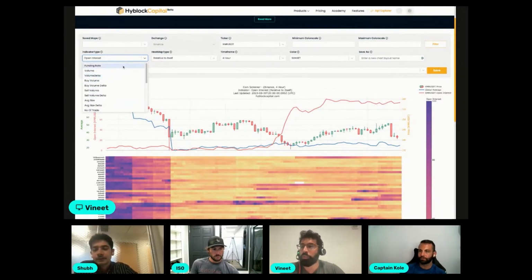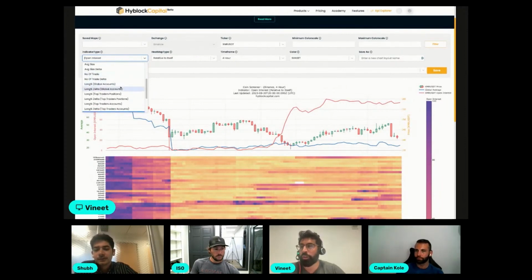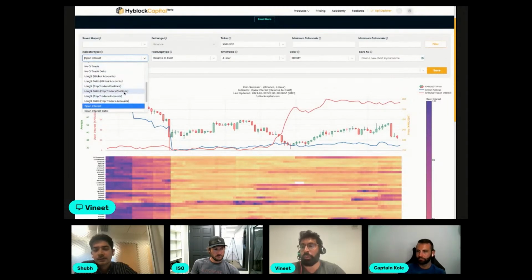We've seen some of our users like to look at funding rate as an indicator on the coin screener. Long percentage definitely. Sometimes just trade count or volume, seeing how that changes over the spectrum of the coins. I think it varies, but I would say long percentage is one of the most highly used indicators on our platform, let alone the coin screener.